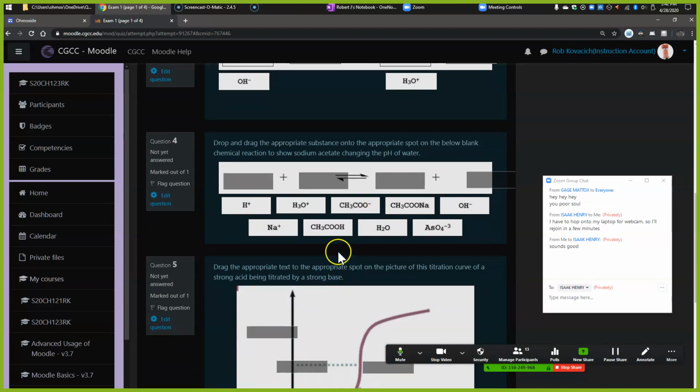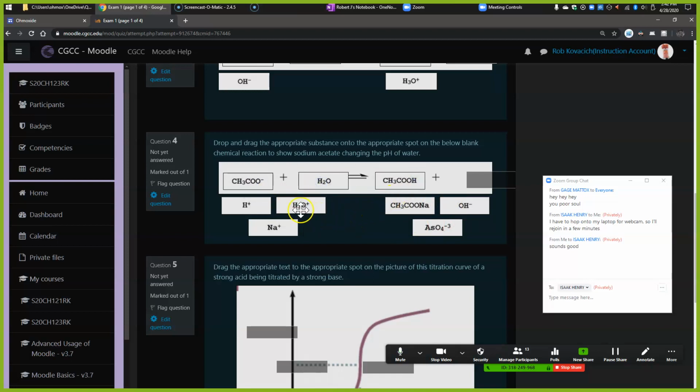Okay, so sodium acetate changes the pH of water. So we've got acetate, and then a water molecule, and there we go. We don't care about the sodium portion of it because it's just going to be a spectator ion on both sides.